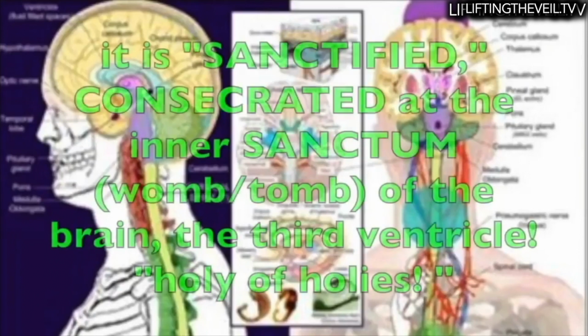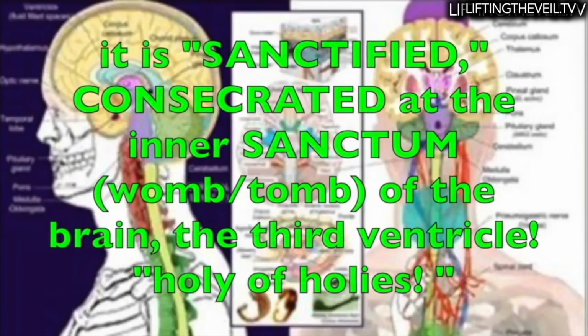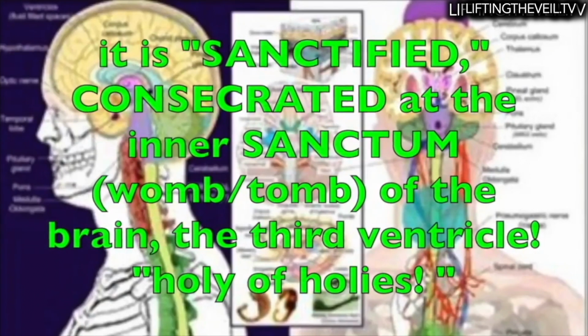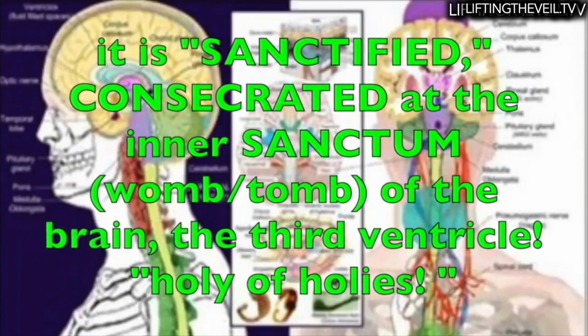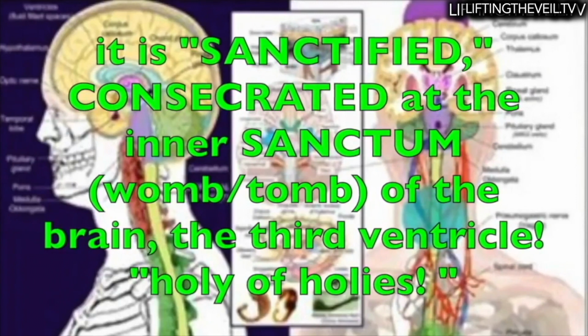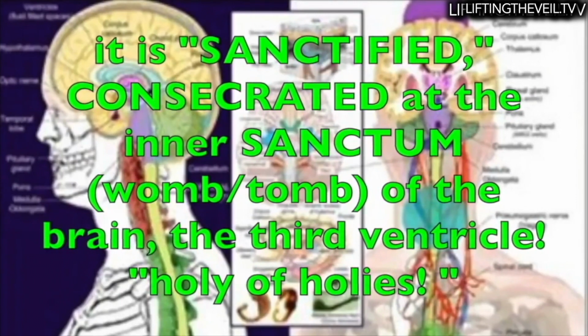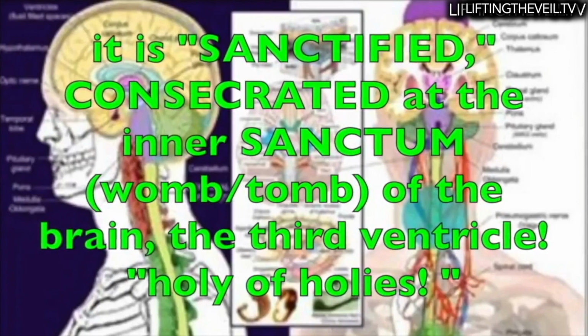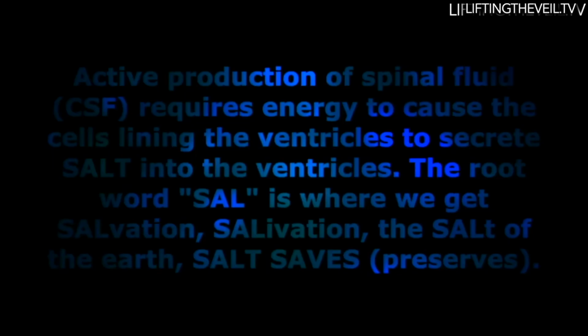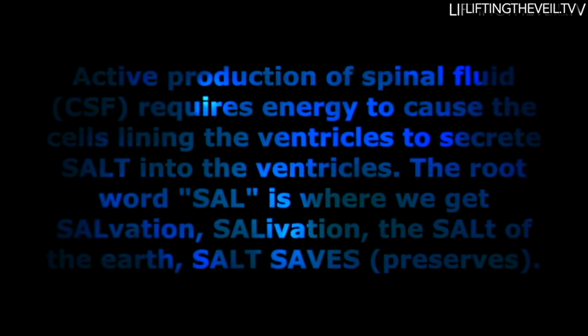It is sanctified, consecrated at the inner sanctum, the womb, and the tomb. A sanctum means the innermost chamber. In other words, the third ventricle, the holy of holies. He comes from the womb and ends up in the tomb. The birth and the death, the first and the last, the alpha and the omega.